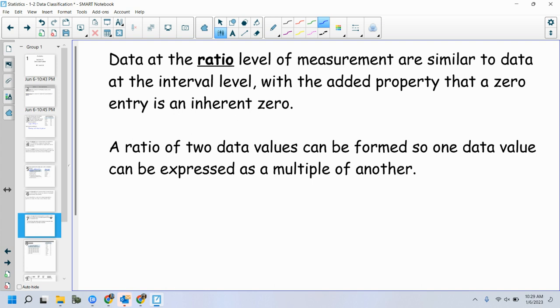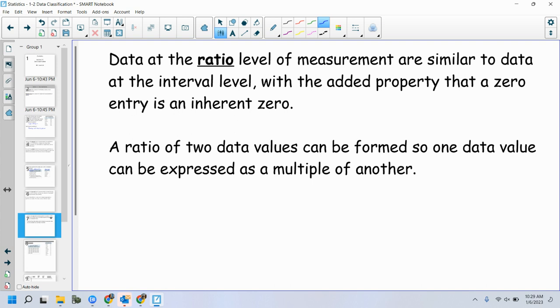Another key aspect of the ratio level, where it gets its name, is that a ratio of two data values, a ratio of two entries, has meaning. A ratio of two data entries has meaning. So one data value can be expressed as a multiple of another. Okay.